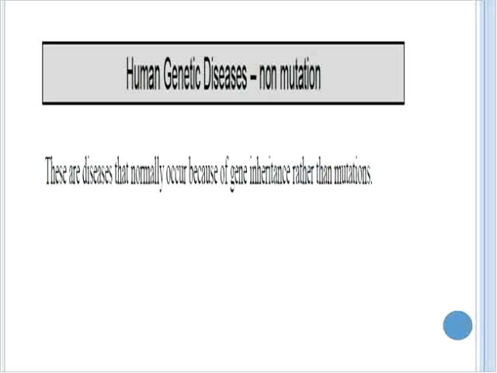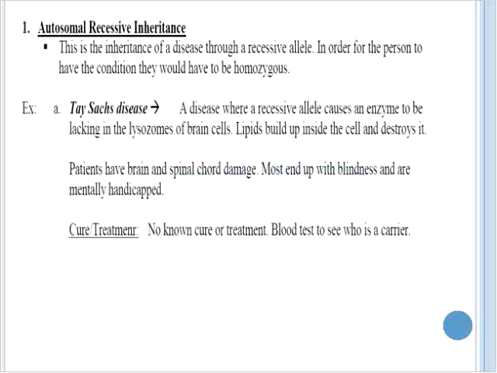There are other human genetic diseases which are caused not by mutation at all. These are diseases that normally occur because of gene inheritance rather than mutations. These can be broken into a number of different categories. The first of these is autosomal recessive inheritance.